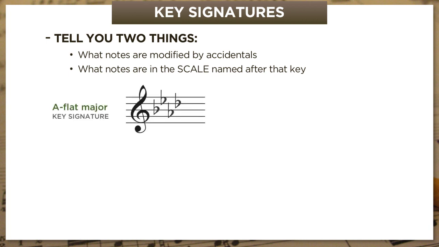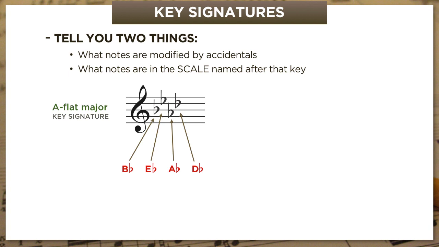Here's a 4-flat signature. This is the key of A flat. And with regard to bullet number 1 here, it tells us what notes are modified by accidentals. So anytime you see a note on the B line, it's going to be modified to B flat. Any note on the E line will be an E flat, all A's will be flat, all D's will be flat. Hopefully that's pretty clear.